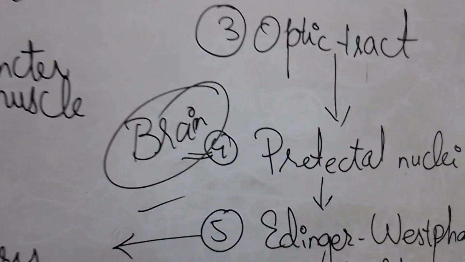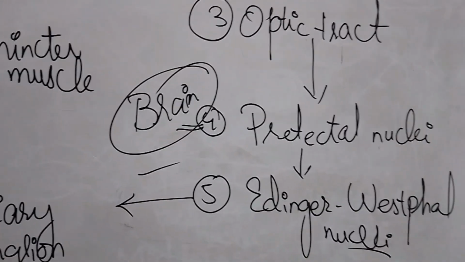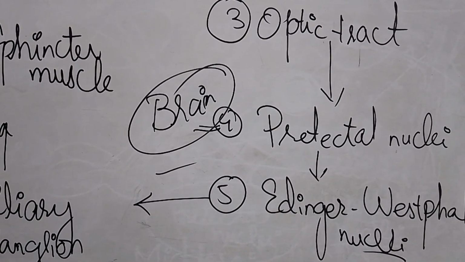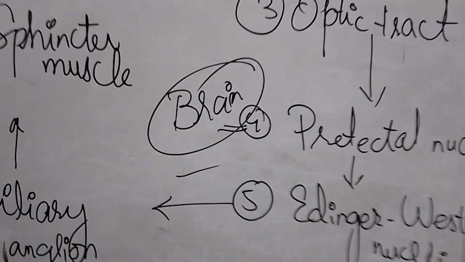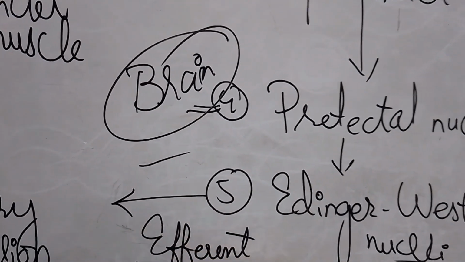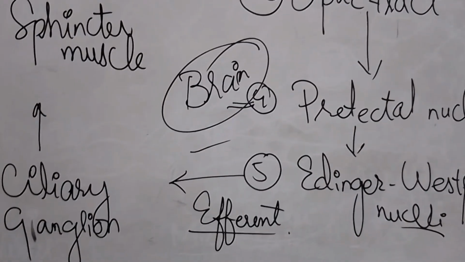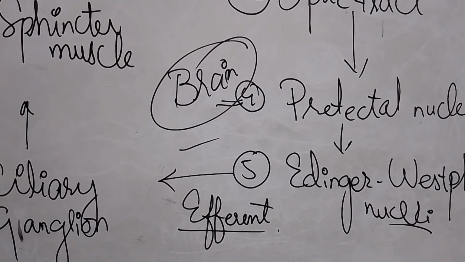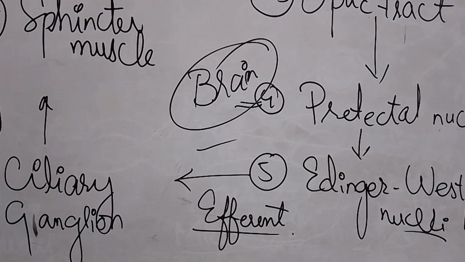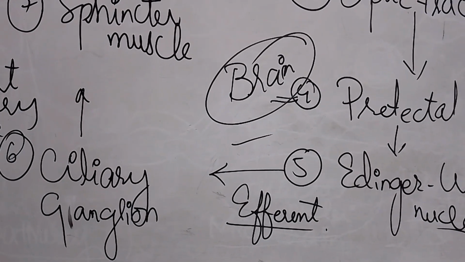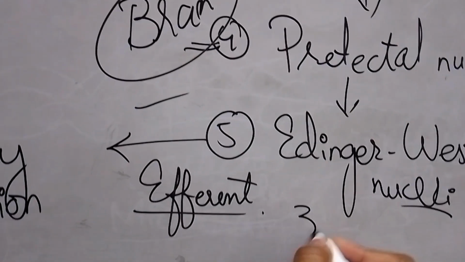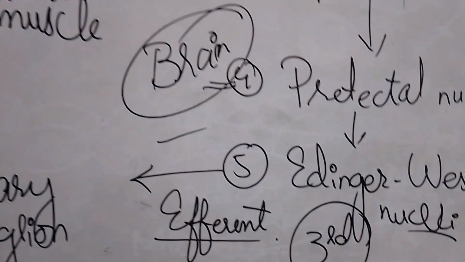So now from the midbrain, the motor information has started, or you can say the efferent pathway has started. Motor information is sent from the pretectal nuclei to the Edinger-Westphal nuclei, and efferent fibers send information. Now the motor response has been generated from the Edinger-Westphal nucleus. Basically it is a part of the third cranial nerve, right?